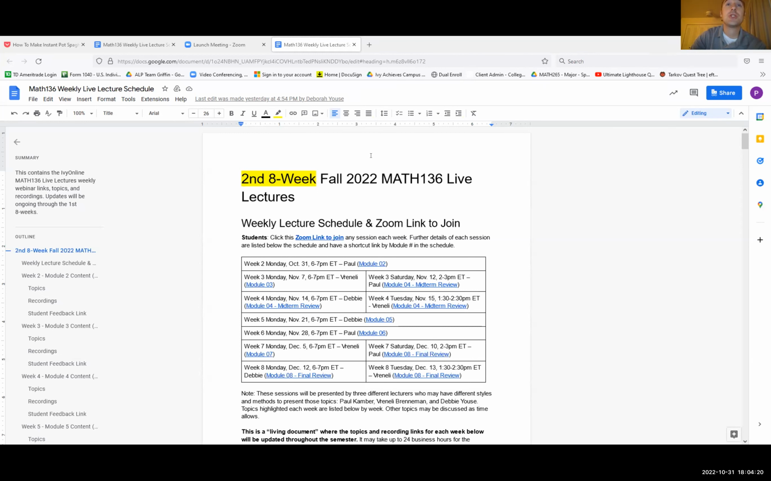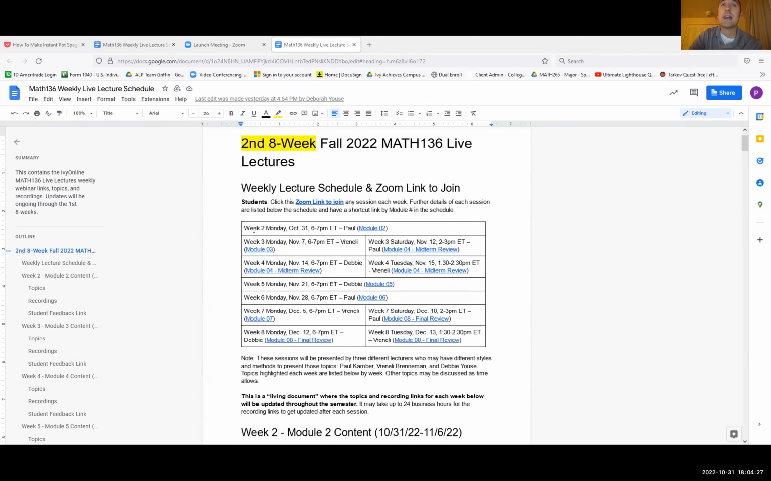Okay, this shows the second 8-week live lecture schedule. Okay, this isn't the most important thing. At top, it is very informational, right? I'm Paul Camber. I've been teaching at Ivy Tech for probably 12 years now. So Math136, college algebra, is my favorite class to teach. I'm not actually teaching an online Math136 in the second 8 weeks, but I did the live lecture series last 8 weeks, and I'm doing it again this week.